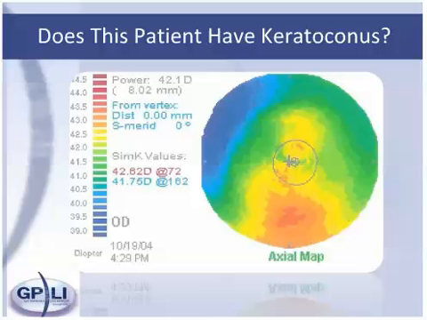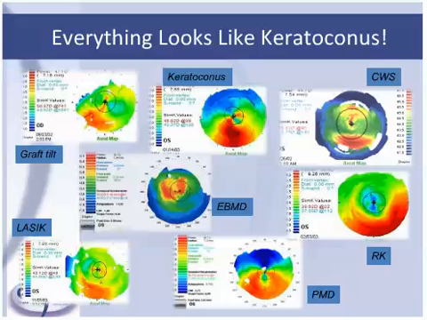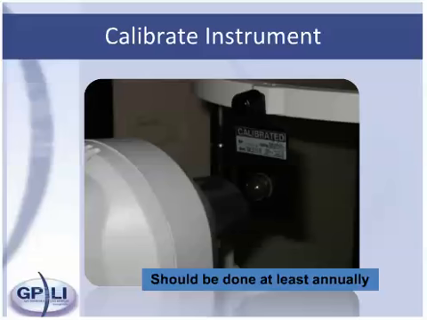The question is, does this patient really have keratoconus? As we go through this module, we will be continuing to ask this question of our patient here. The problem is, everything looks like keratoconus to the corneal topographer. To demonstrate the variability in image capture, the next series of slides all belong to the same patient under varying conditions. The first step is calibrating the instrument.